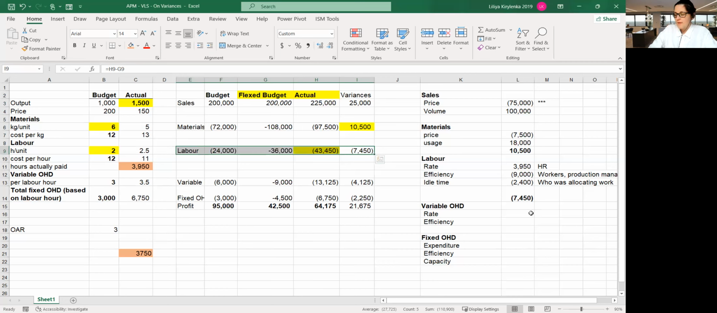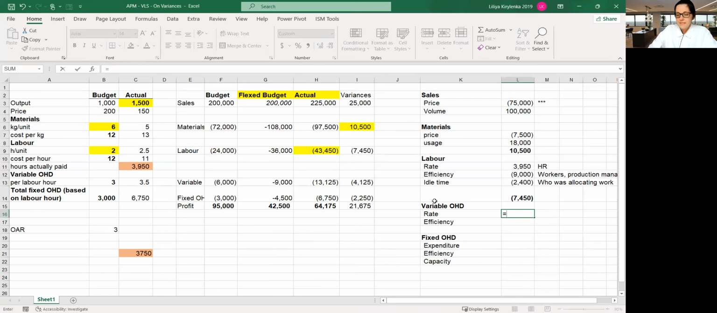Now, as for variable overhead variances, let us have a look. Rate variance, again, that is we have variable overhead per labor hour, so we will find the difference between them. We will multiply that by actual hours worked, we will multiply that by actual units produced. And that is going to give us 1875, and that has to be with a minus sign because we paid more than we were supposed to.